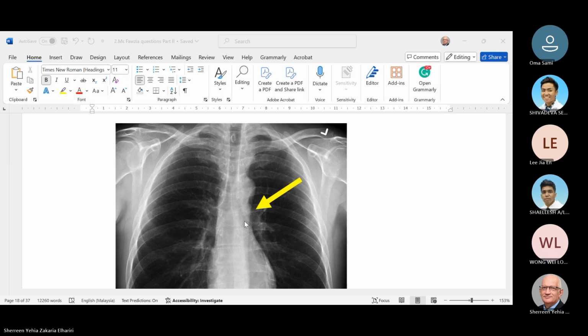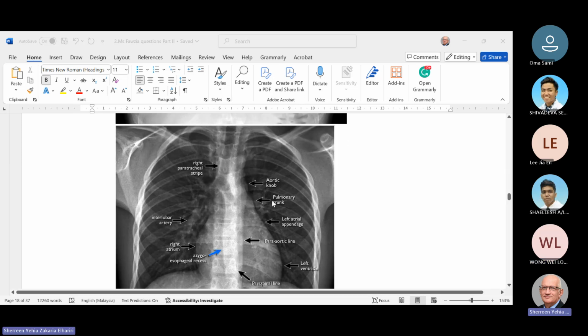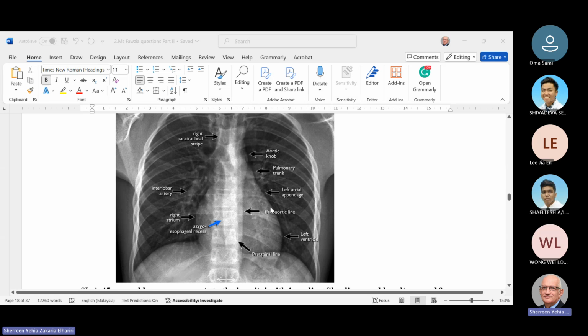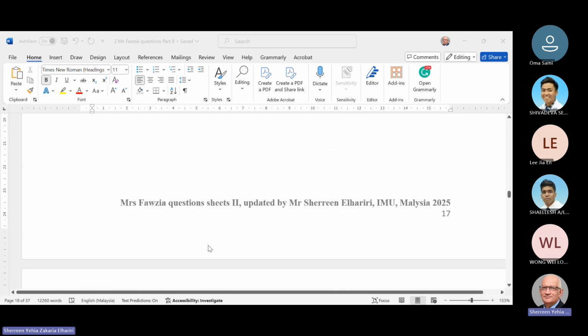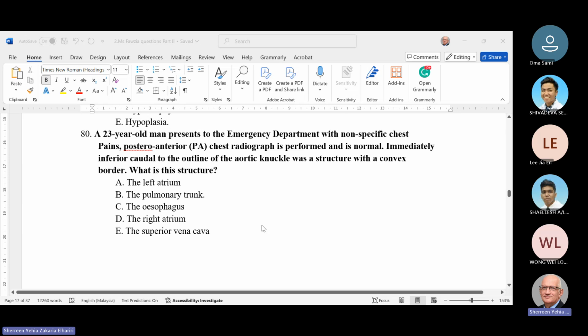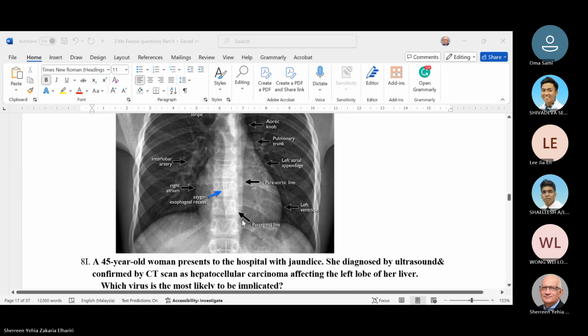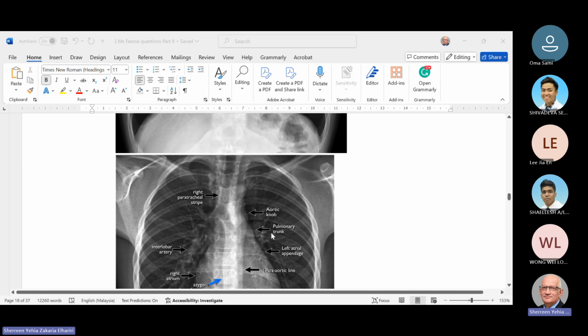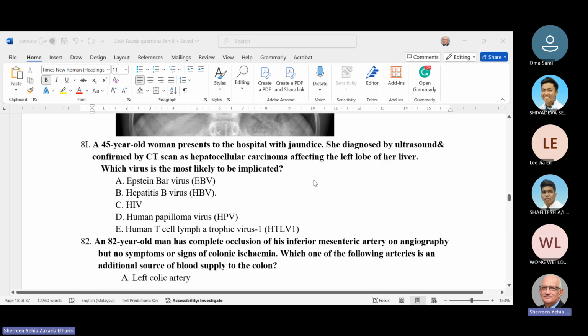Pulmonary trunk. Of course, you can find the aortic knuckle, pulmonary trunk, left atrium, left ventricle, the borders of the heart. This is very important. Of course, X-rays that come in an exam are of normal anatomy because this is an anatomy question. Maybe in the paper too there can be widening of the mediastinum for thoracic aortic aneurysm and all this.